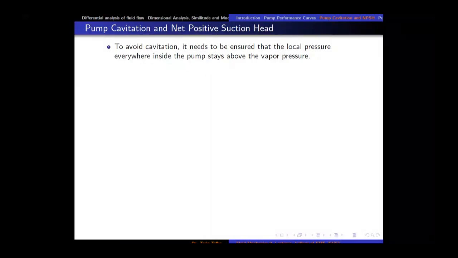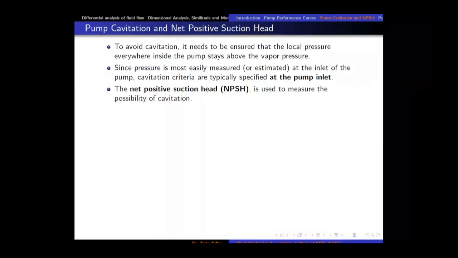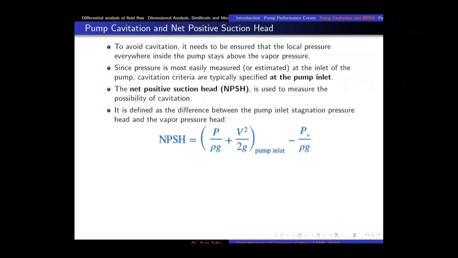So we need to make sure of that. Secondly, the lowest pressure in the pump is on the suction side, the suction inlet. So we define it at the pump inlet, where the possibility of lowest pressure is there, because at suction we have got the lowest pressure. So usually we calculate this net positive suction head to see the possibility of cavitation. It is defined as the difference between the pump inlet stagnation pressure head and the vapor pressure head.